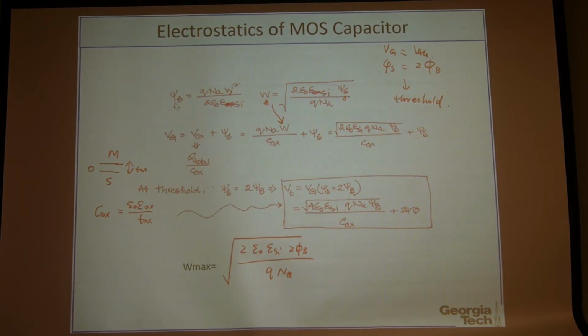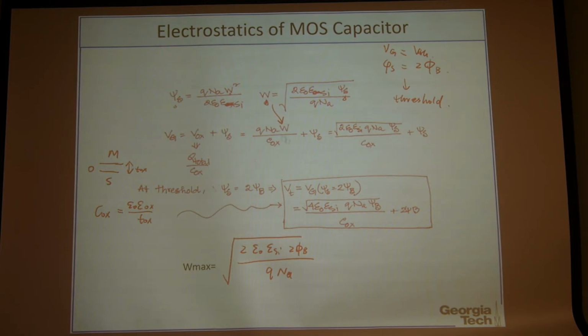Then you get a function of the surface potential as a function of W, the depletion width. And the applied voltage, that is the gate voltage Vg, has two components. One is the voltage drop across the oxide, the other is the voltage drop in the silicon. So in the silicon, that means the surface potential here.